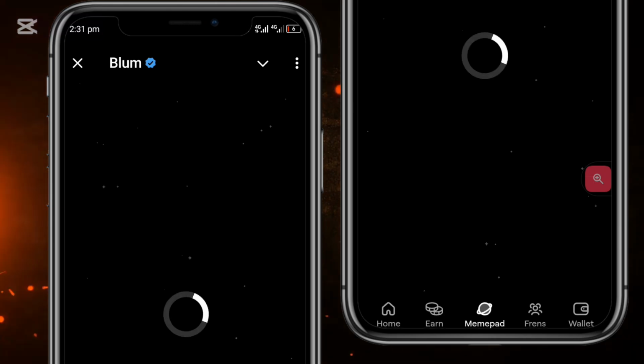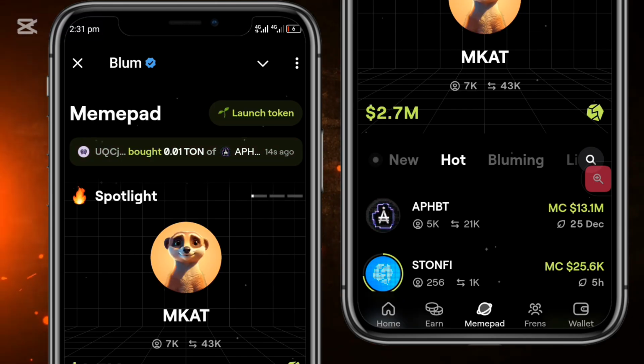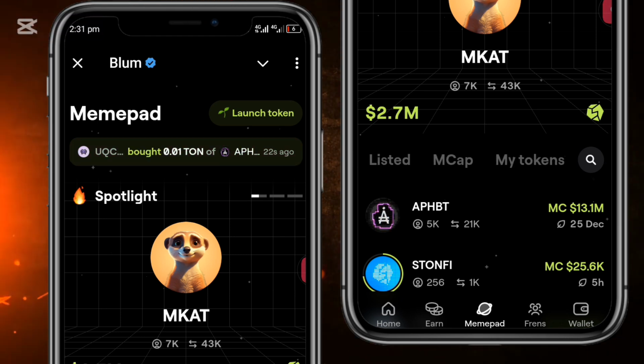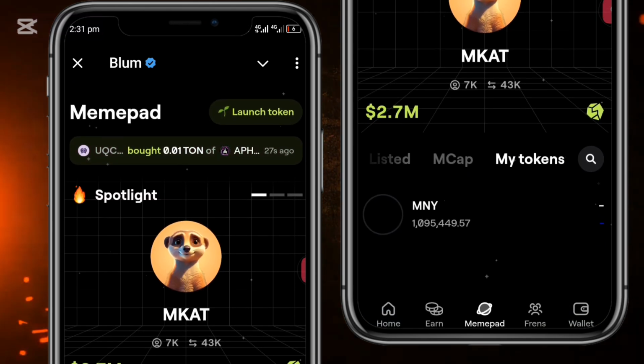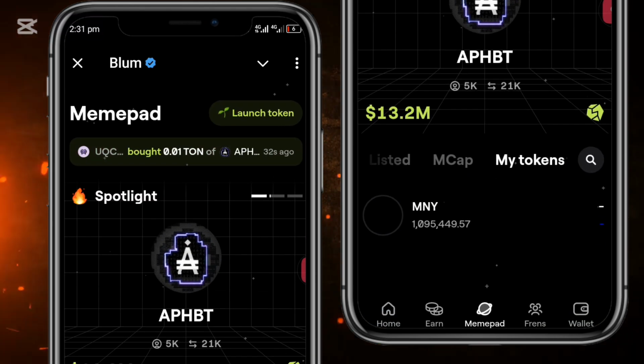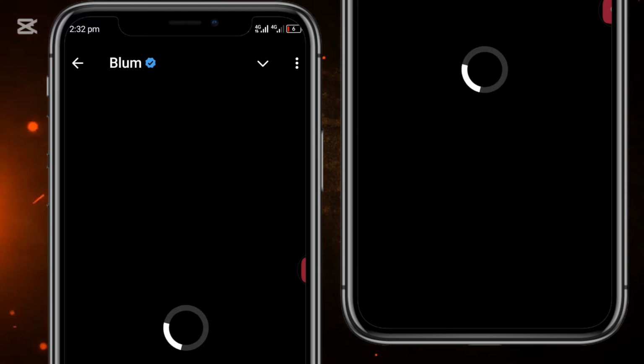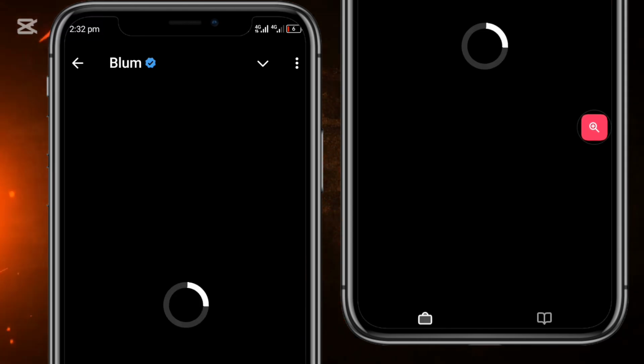Now before I end this video, I want to show you something. For those of you that watched my video on how to create your own Memepad, in the last video you remember that I created a token. Now let me click on my token so that I show you the token I created in the Blum Memepad. Now this is the token I created. Now let me open it, and then I will show you something very important.